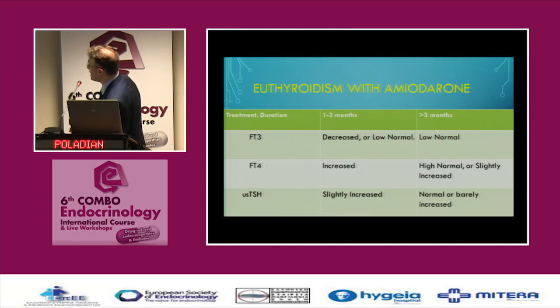So to make things short, this is the treatment duration, the time period of the first 3 months and more than 3 months. The FT3 is decreased or low normal in the first 3 months, and more than 3 months it's low normal. FT4 is increased in the first 3 months, and then it continues to be high normal or slightly increased. The TSH is slightly increased and then gets back to normal, and is barely increased or stays high normal.